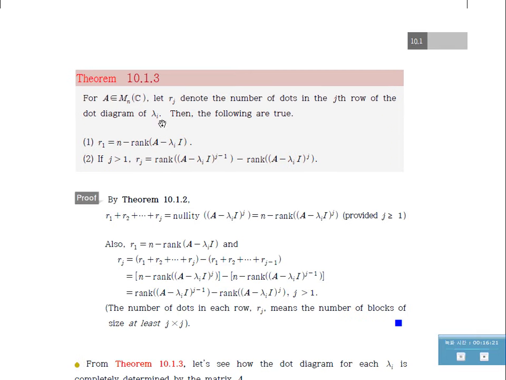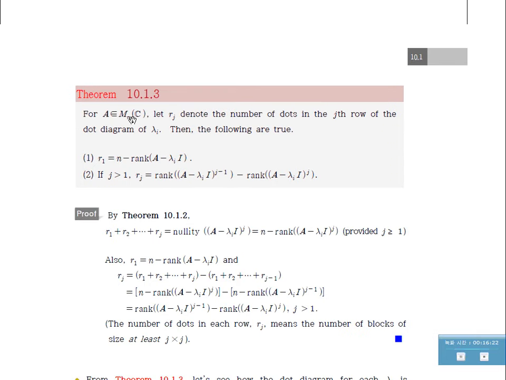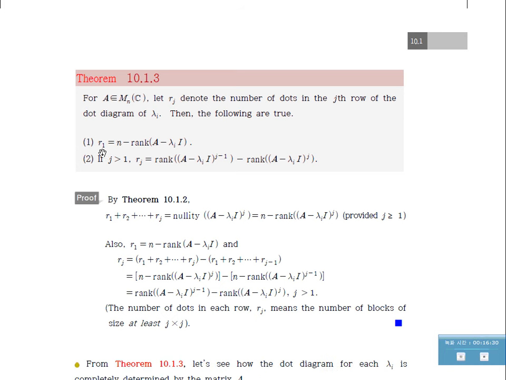So this gives this theorem. For an n by n matrix, rj denotes the number of dots in the jth row of the dot diagram of lambda i, then the following are true. R1 is equal to n minus the rank of A minus lambda i I. Two, if j is bigger than 1, then rj is the difference between this length and this length, here j and j minus 1. So this is always bigger than or equal to this.